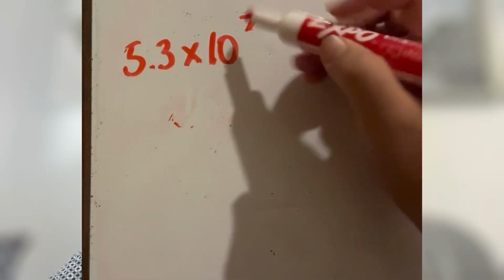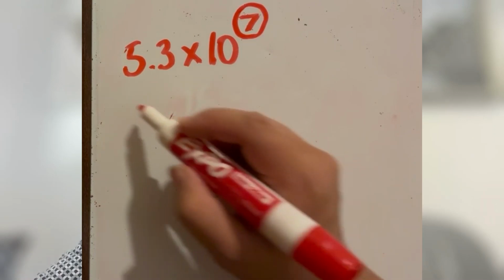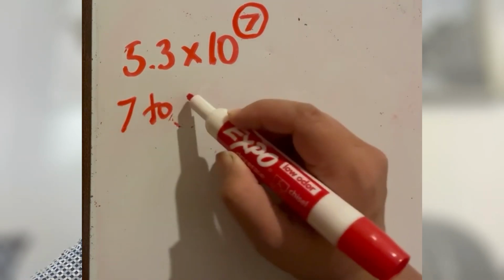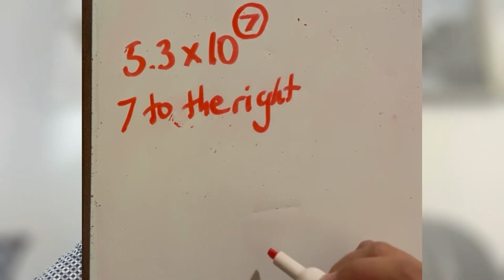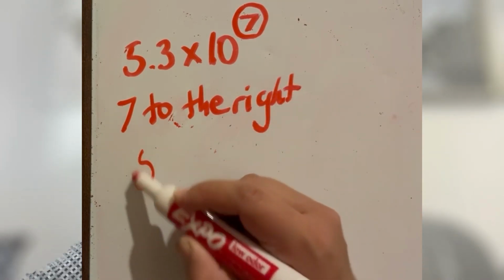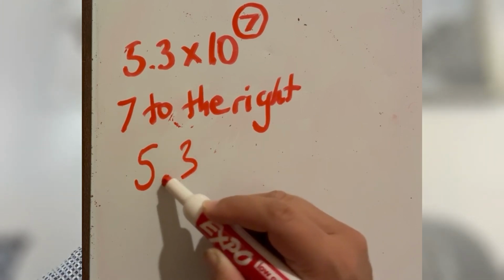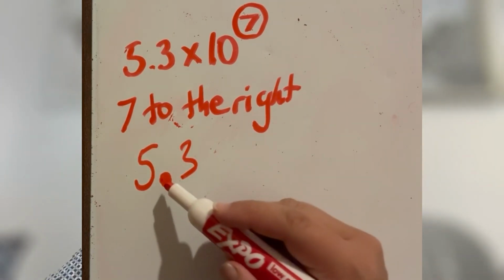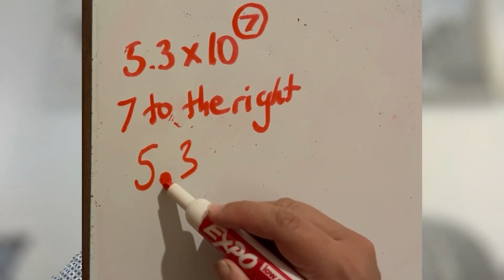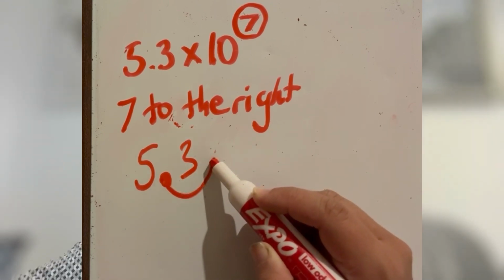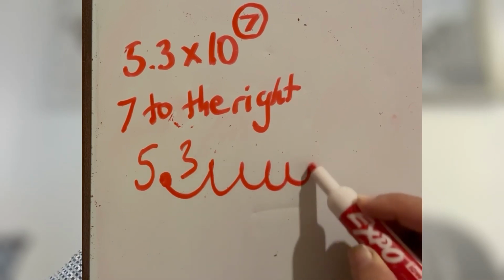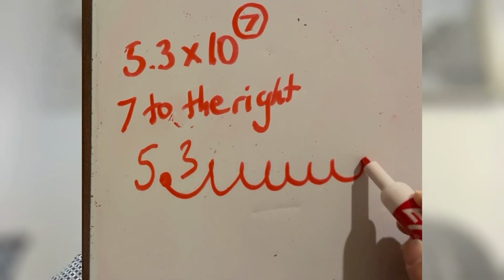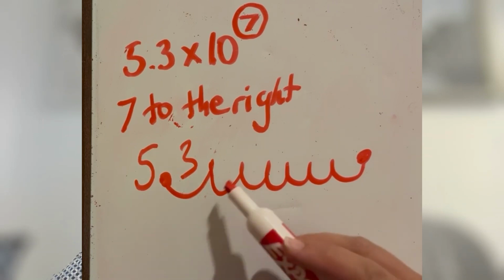Here we see a power of 7. So that means we need to move our decimal 7 times. And we see that it is positive, so 7 times to the right. So we're going to find our decimal in our number. We see it's right between the 5 and the 3. Moving it 7 times to the right, we're going to do little jumps. 1, 2, 3, 4, 5, 6, 7.